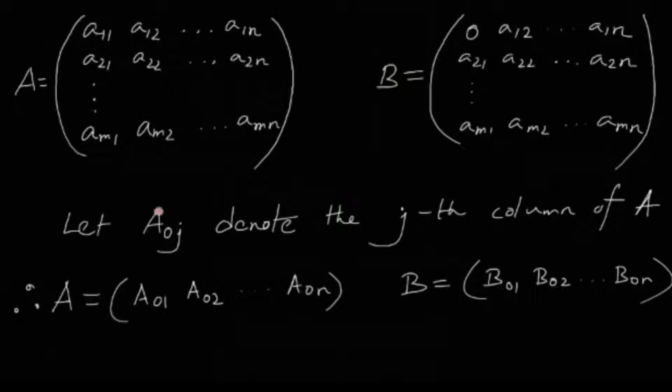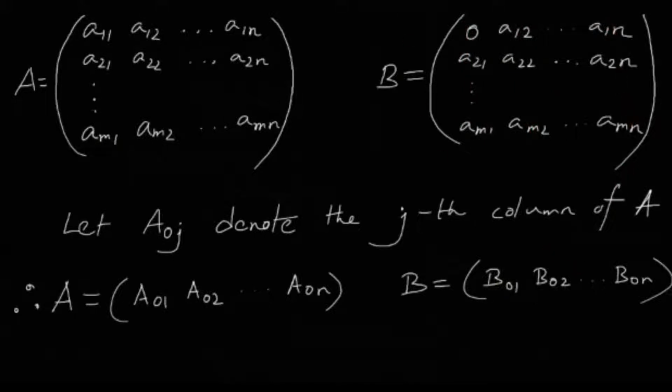Now let us define that A0j denotes the jth column of matrix A. That means A can be written as A01, A02 up to A0n, right? These are column vectors. I'm just writing this matrix as a vector, where each individual element is also a vector. Similarly, B also can be written as B01, B02 up to B0n.